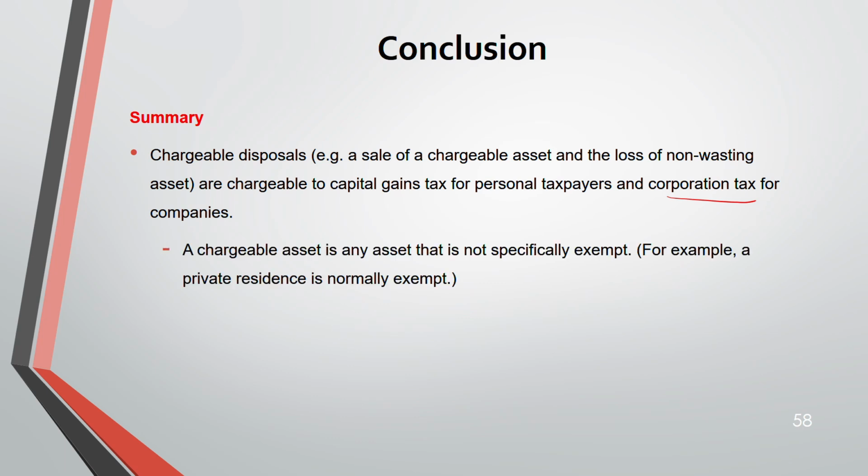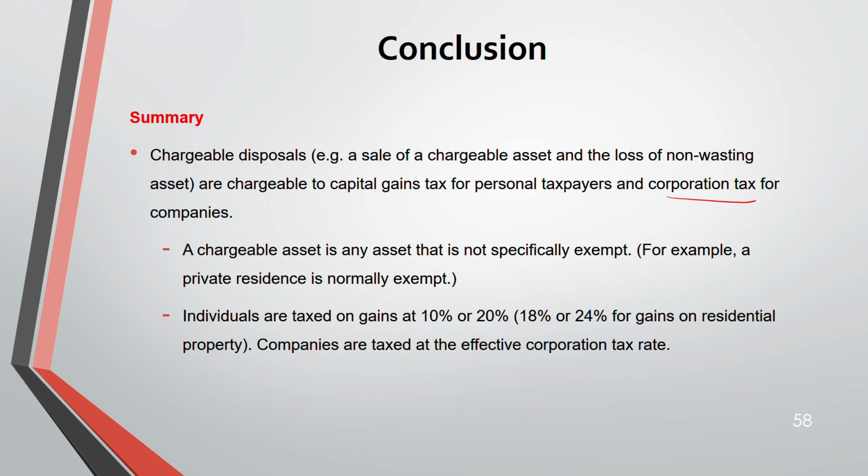A chargeable asset is any asset that is not exempt. Other than the list that is exempt, all the other assets that are not in that list are chargeable. For example, a private residence is normally exempt because there's a relief for it, which we are going to cover in the next lecture, lecture 13.